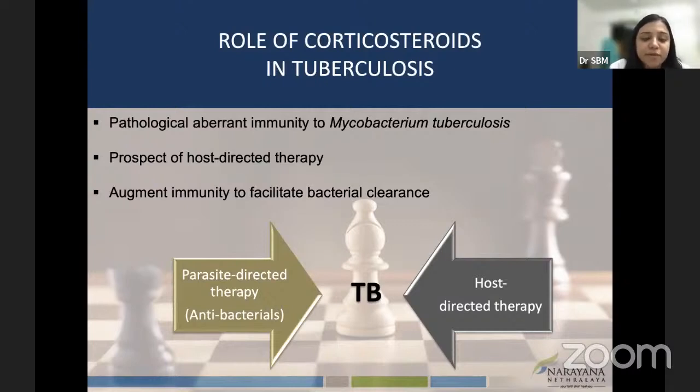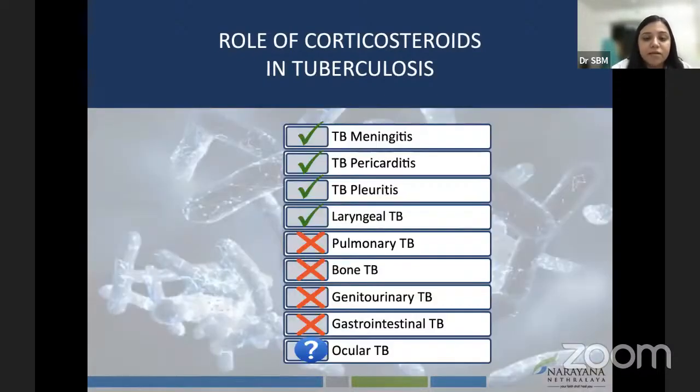This prospect came in when people understood that there may be a pathological aberrant immunity of the host to Mycobacterium tuberculosis that could cause a variety of phenotypic presentations. So we could have the prospect of host-directed therapy that would not only augment the immunity, but also facilitate bacterial clearance. So corticosteroids are not used in all the forms of tuberculosis in the body.